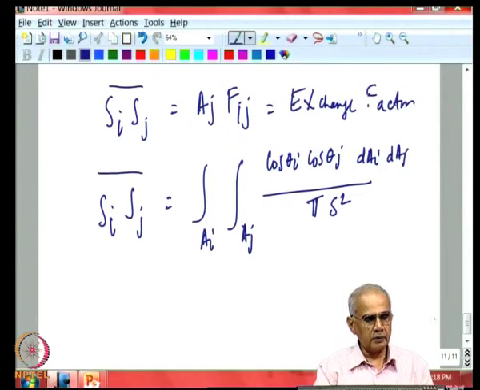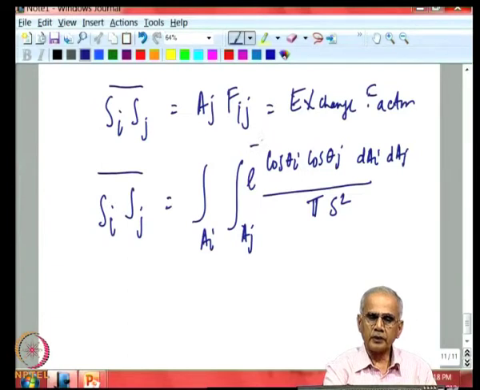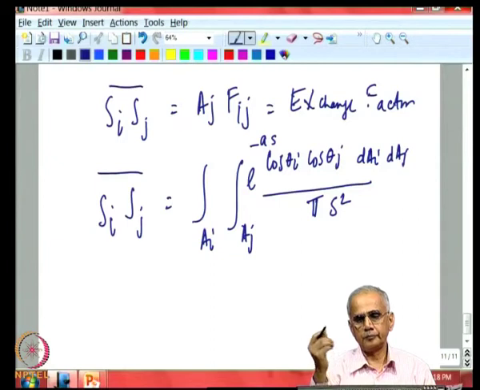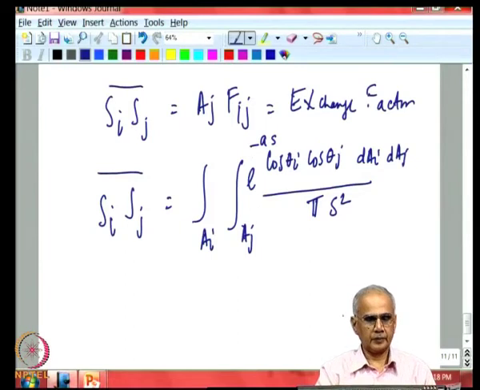This is the standard definition of shape factor, and you have to of course have e to the power minus absorption coefficient times the length scale. So, this is the effect of the gas. Okay. So, this is a quantity which defines the fraction of radiation leaving i and arriving at j, influenced by the geometry of the problem as well as the gas. These are units of 1 over square meter.